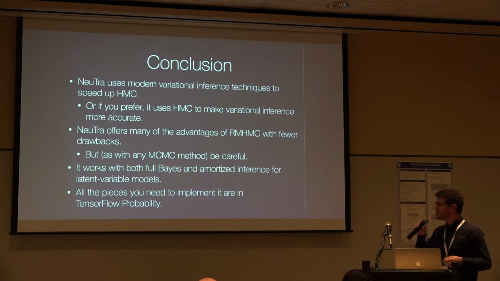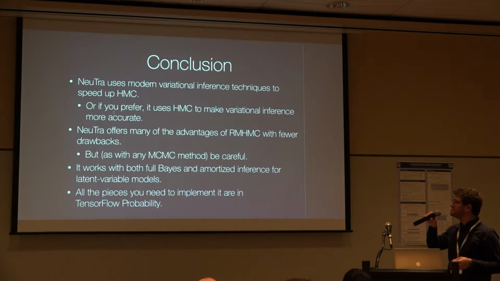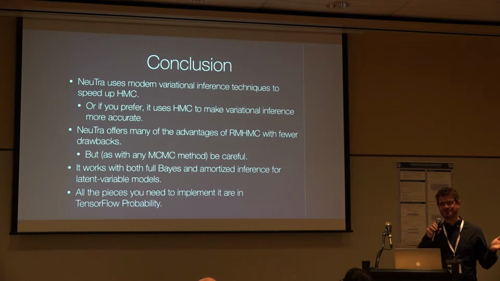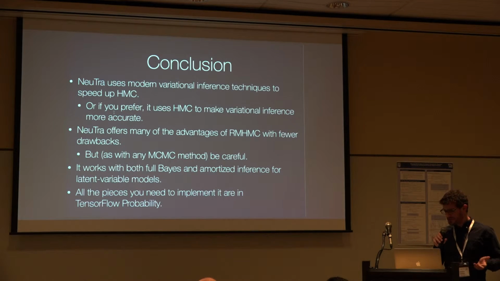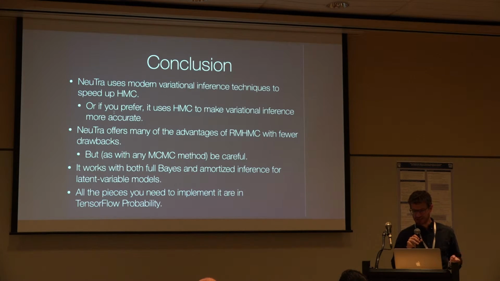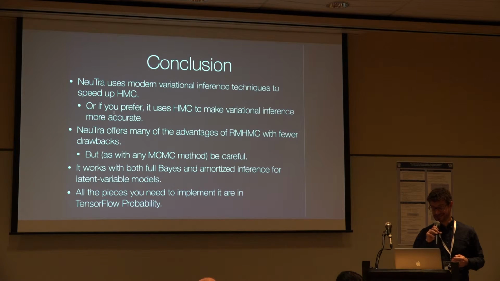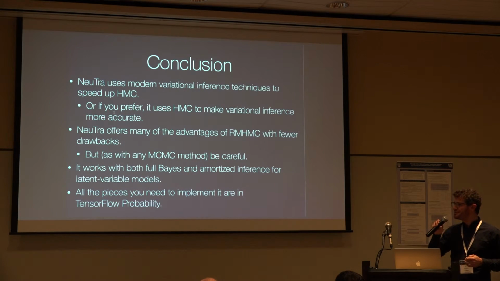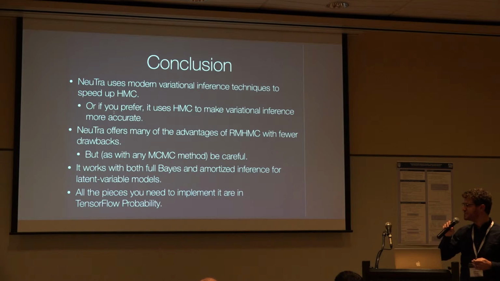So to summarize, NeuTra uses modern variational inference techniques to speed up HMC, or if you want to think about it the other way, if you have some variational approximation and you want to improve it using MCMC, then this is a good way to do that. It offers many of the advantages of RMHMC, Riemannian HMC, with fewer drawbacks, in my opinion. But be careful, MCMC diagnostics are a little bit of an art. It works in both this classic full Bayes setting and this amortized inference, latent variable setting.